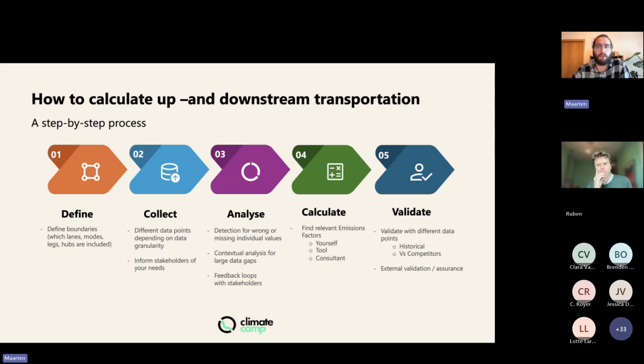Finally, in the process, you will always validate your findings either with historical data points, which is why it is relevant to do calculations year over year so you can improve granularity and accuracy, but also so you have something to compare it to. But you can also try and compare it to competitors. And what we always recommend is having external validation to rubber stamp your results.